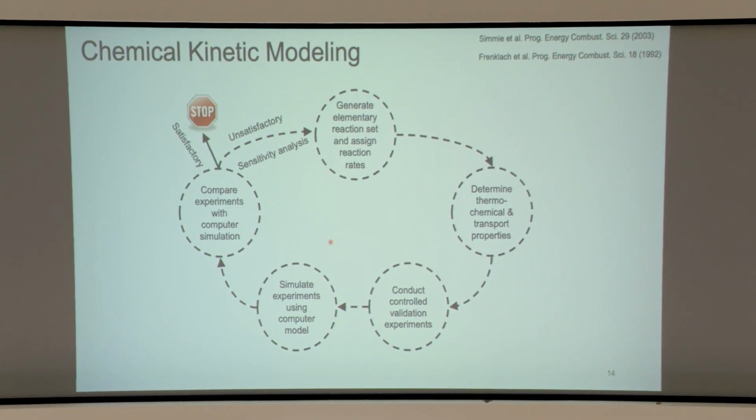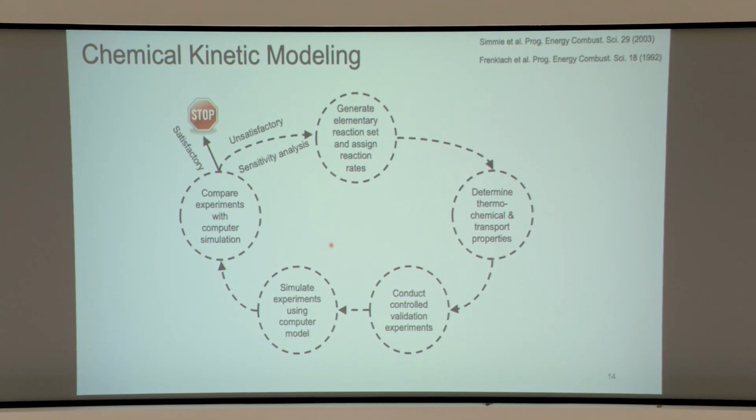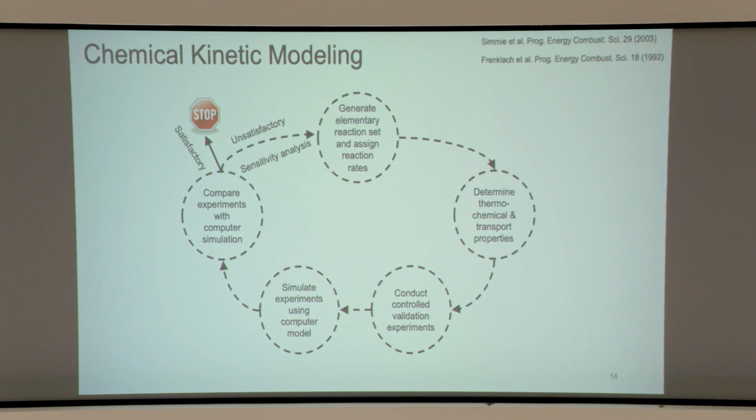The inputs to that model are the physics of the system, the initial temperature, the initial pressure, the mixture going into the reactor, and then the physics of whether it is a batch reactor, a stirred reactor, a flow reactor, a 1D flame, and so on. And then the other inputs from the model side are the kinetic data, the thermodynamic data, and the transport data. You do your simulation, you compare the two, and if it's a satisfactory agreement, you can stop.